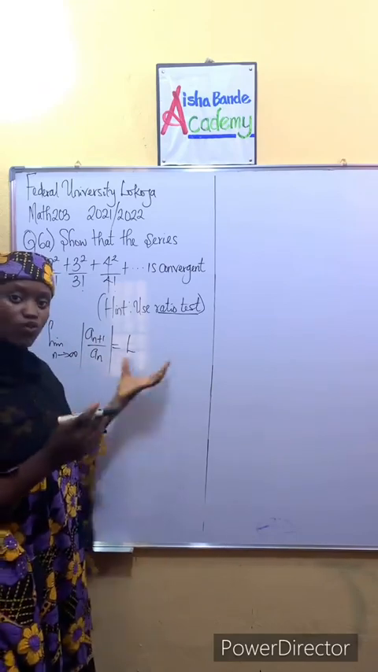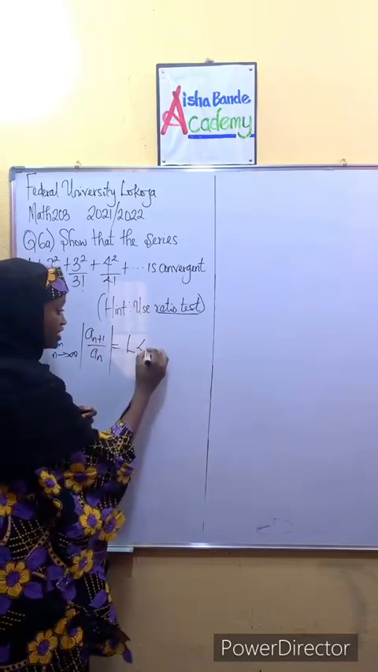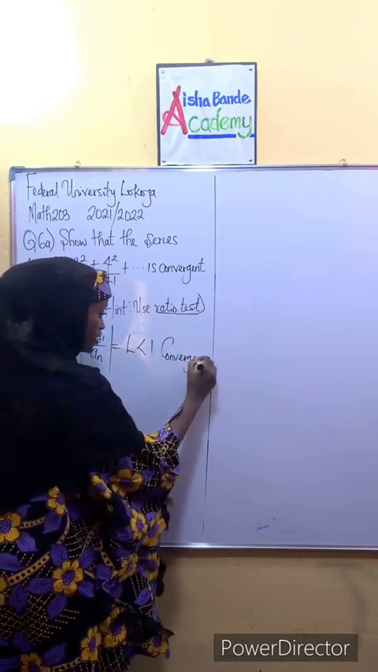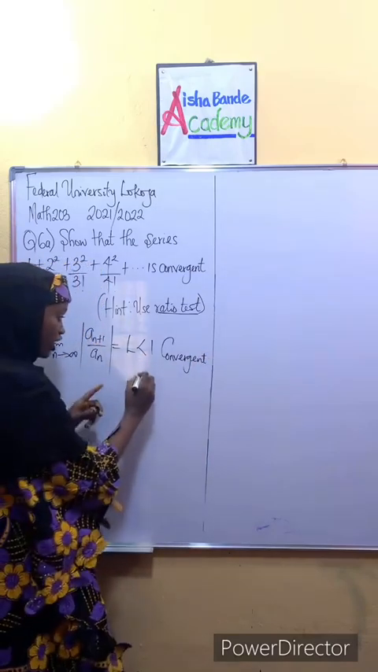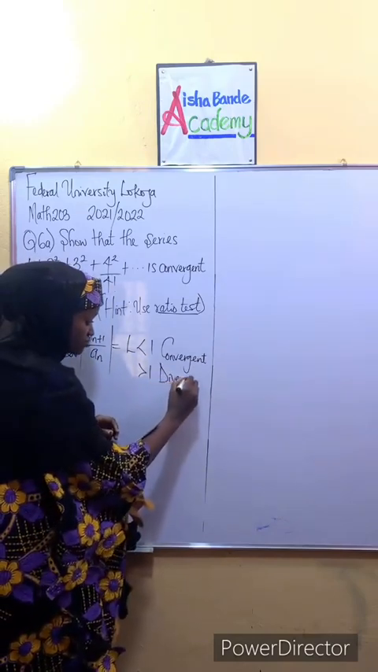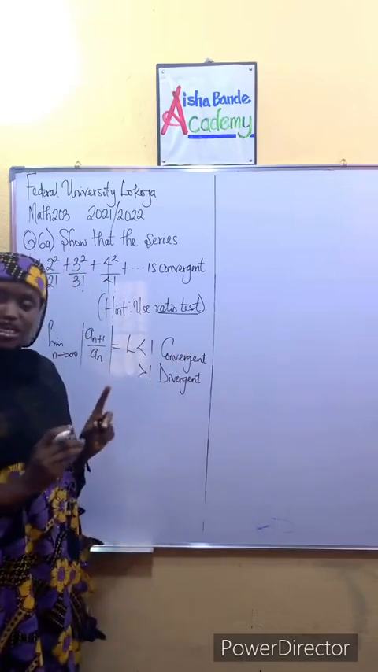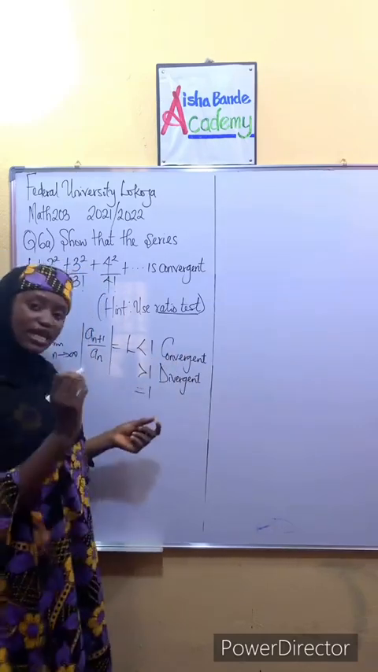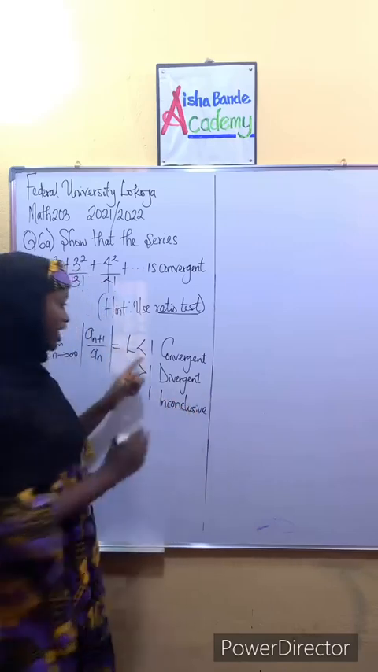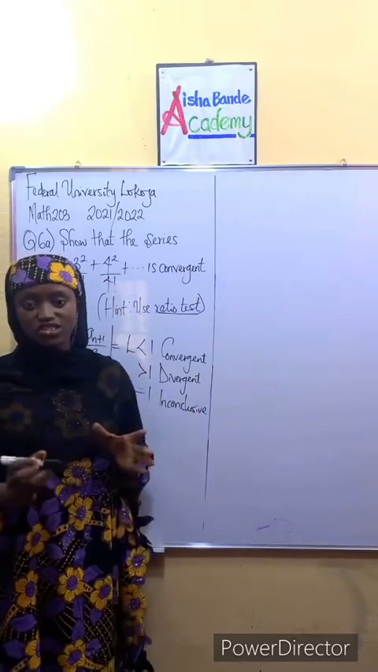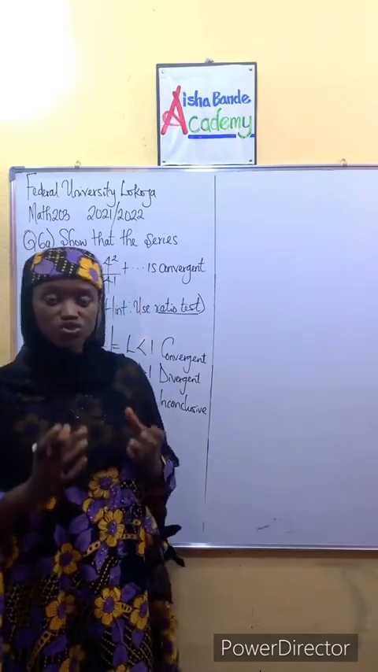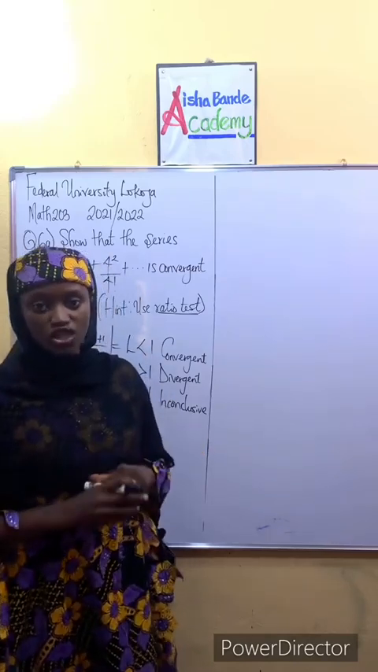If after solving, we get the value of L to be less than 1, then we say that the series is convergent. But if the value of L is greater than 1, we say that the series is divergent. The third condition is, if L is equal to 1, we say that the test is inconclusive. So when L is less than 1, the series is convergent. When L is greater than 1, it is divergent. And when L is equal to 1, it is inconclusive.